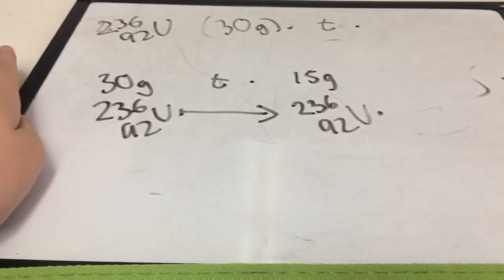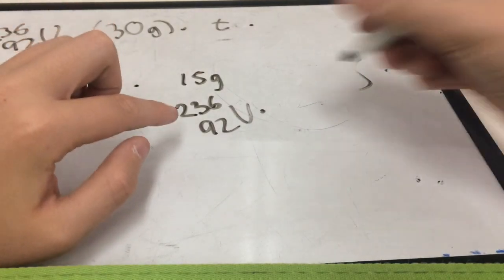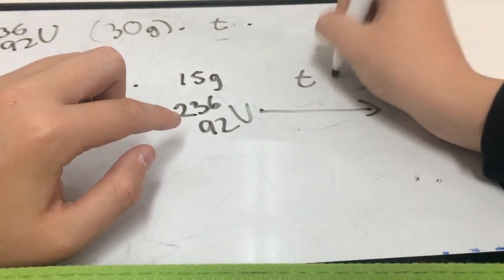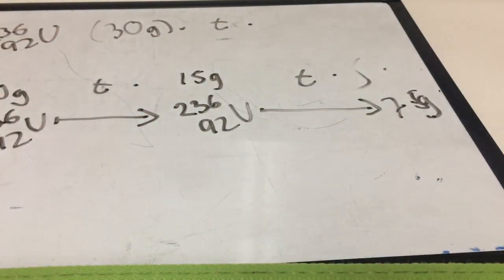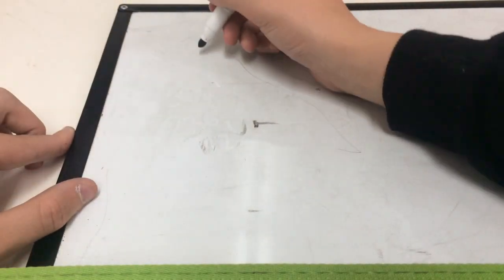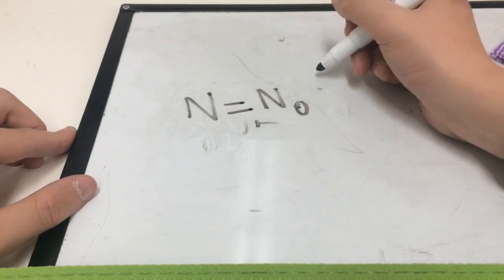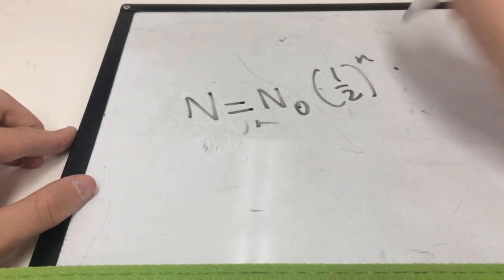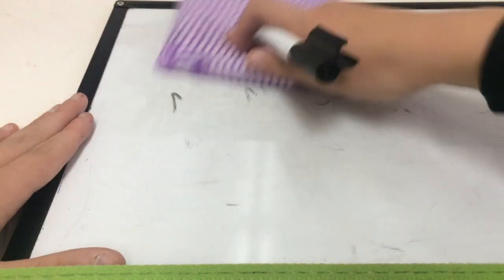So half-life is decay by half. But here's where it gets even better. If you're at 15 grams, once it reaches another half-life, there'll only be 7.5 grams left. So it decays by half each time. That's all half-life is. Now, there is a formula for half-life, however. We say the amount of substance remaining is equal to the initial amount times half to the power of the number of half-lives. So every isotope has a specific half-life.